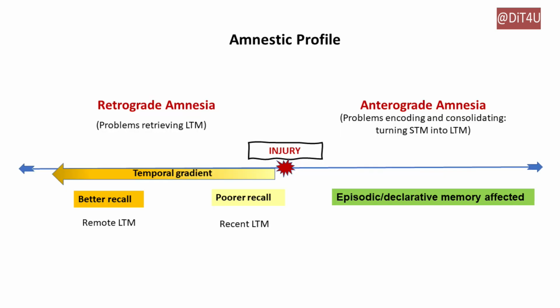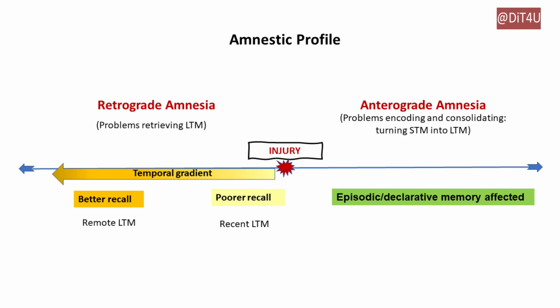Amnestic profile, how does a person with amnesia look? Remember, amnesia is not dissociative amnesia. This is organic amnesia. Okay, and there is an underlying cause for this kind of amnesia. It's of two types, retrograde amnesia and anterograde amnesia. So before the injury, if there is memory loss, that is retrograde amnesia, characterized by problems retrieving long-term memory. Recall is affected. Whereas anterograde amnesia occurs after injury, okay? Here there is problem encoding and consolidating the memory. That is basically turning STM, short-term memory, into long-term memory is problematic.